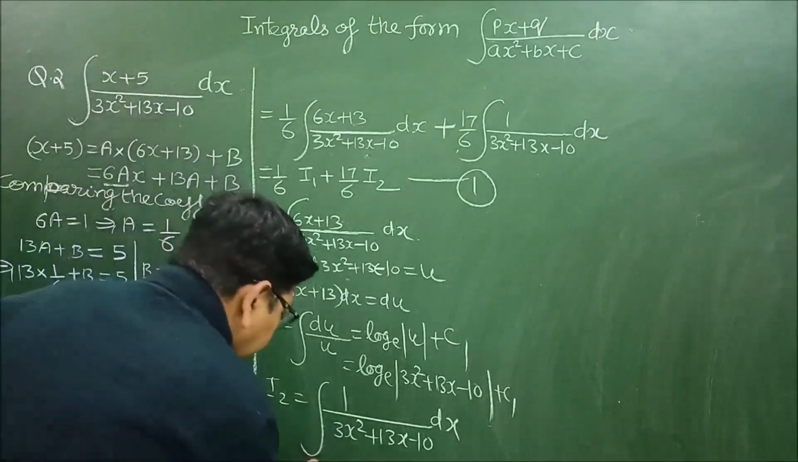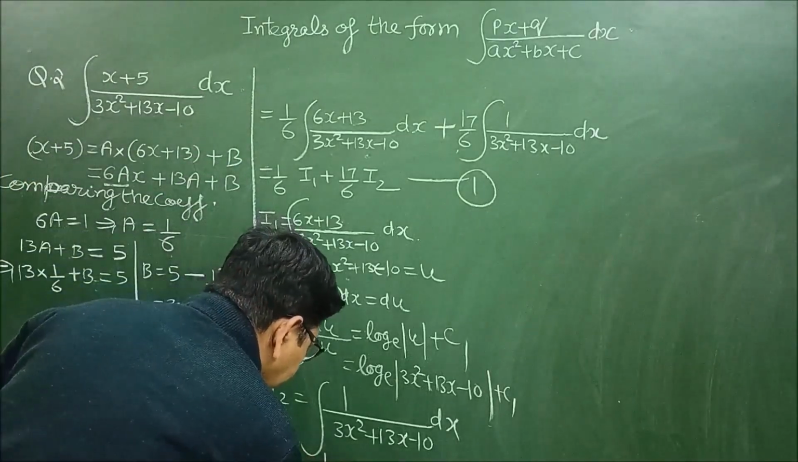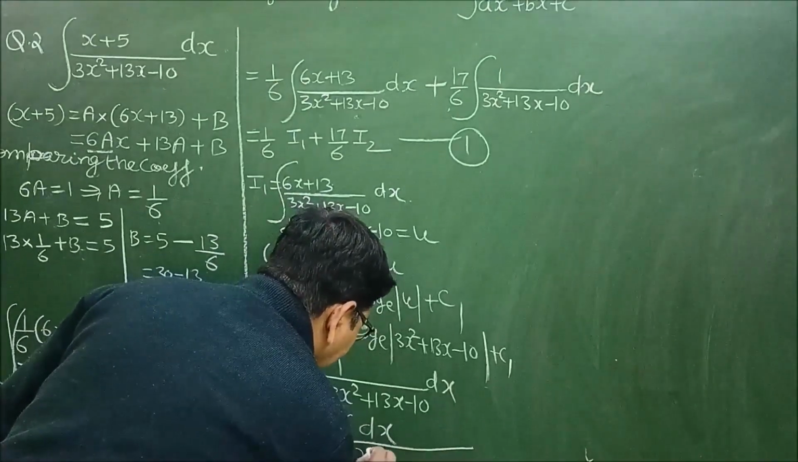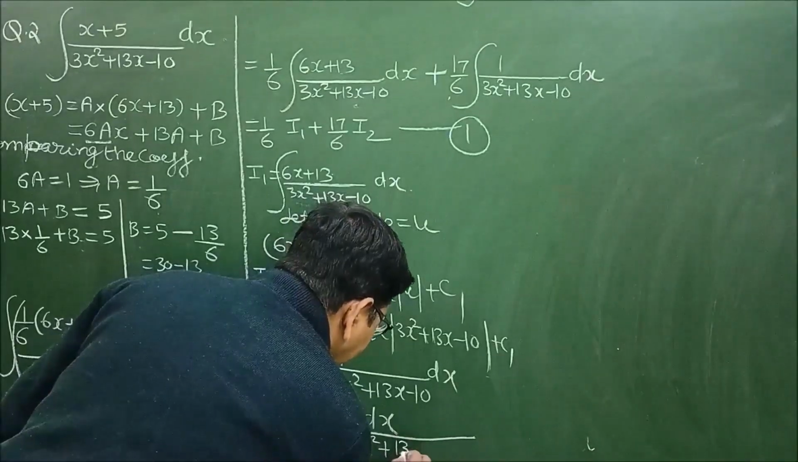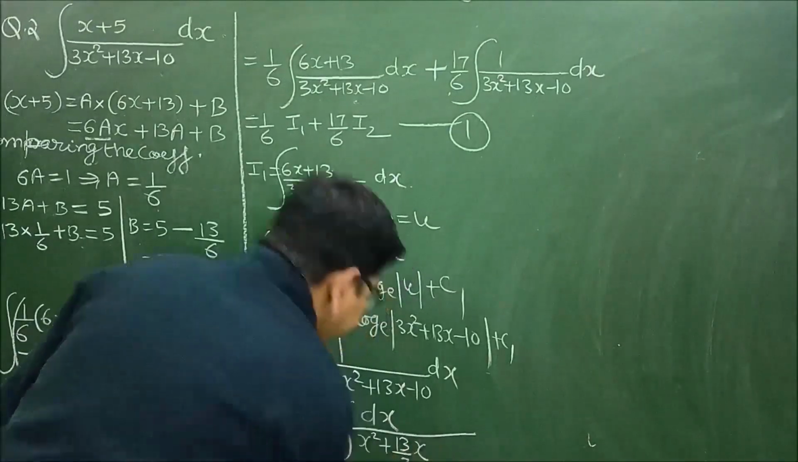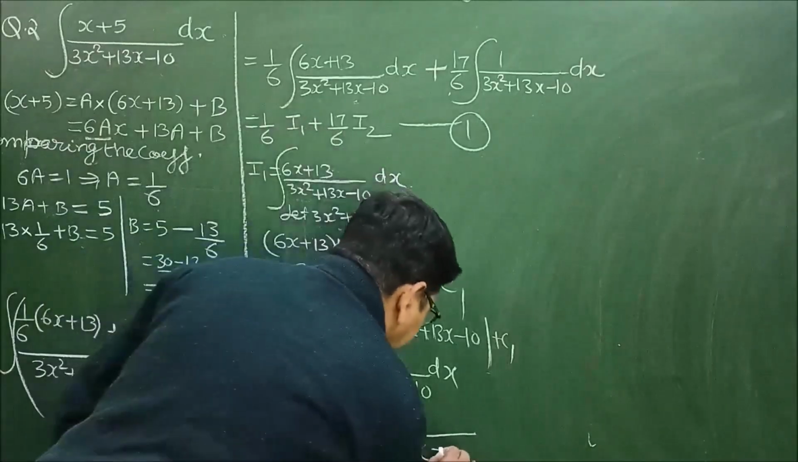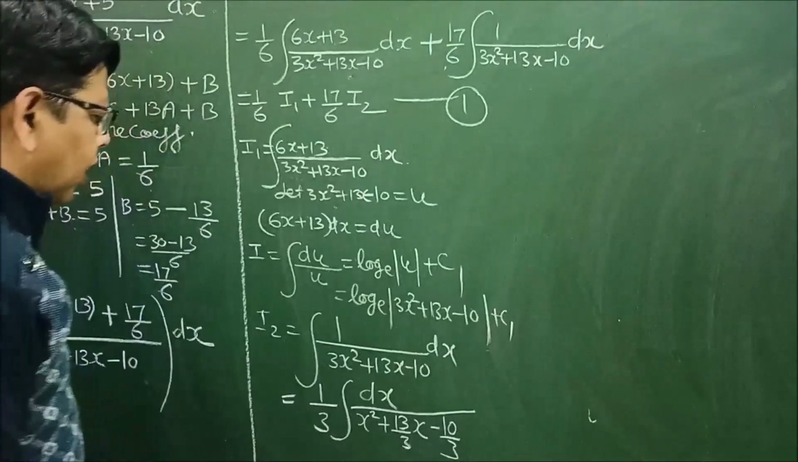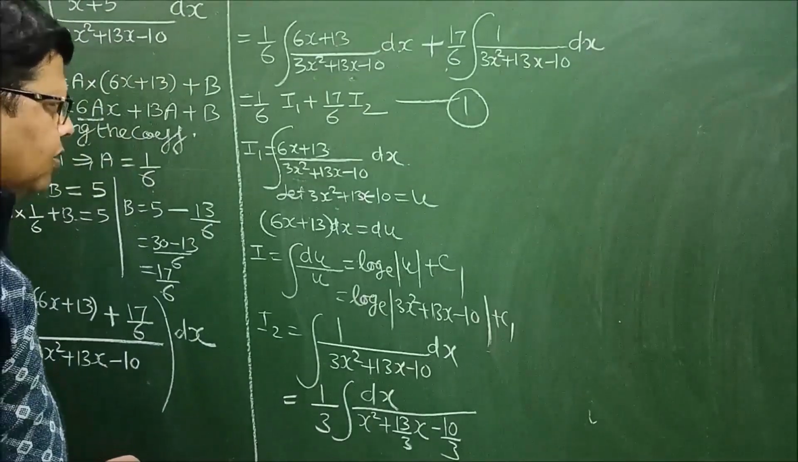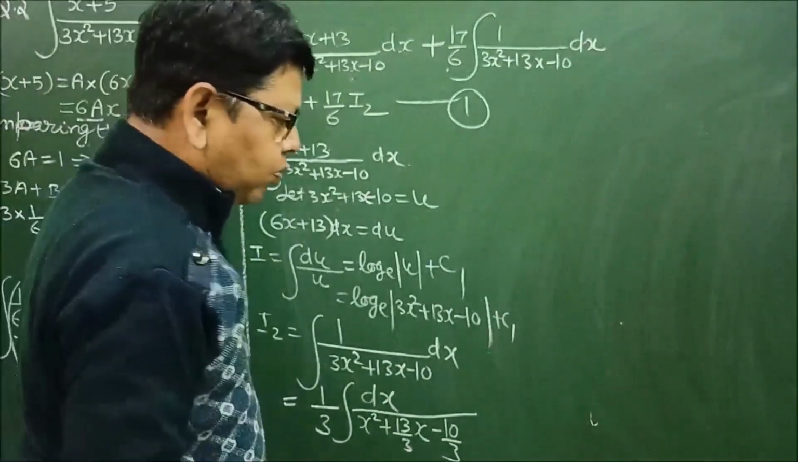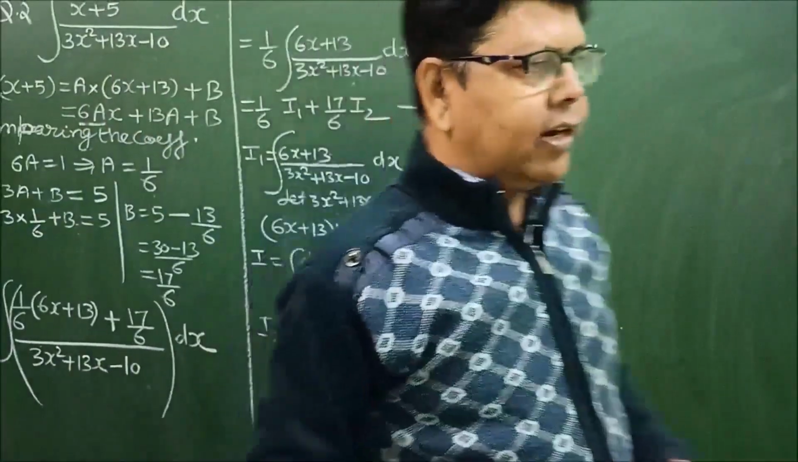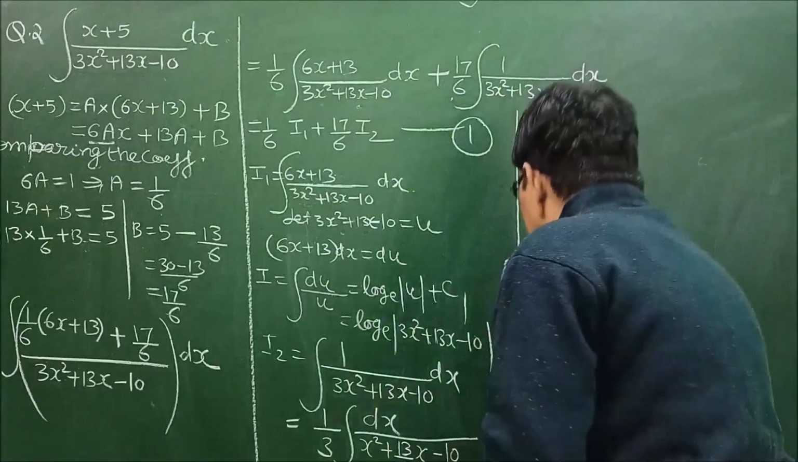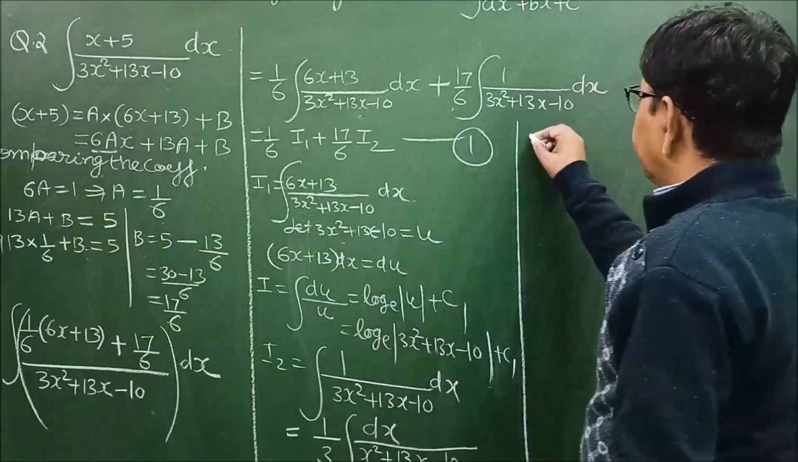If we take 3 as common, we get 1/3 ∫ dx upon x² + (13/3)x − 10/3. Now the half of 13/3 is 13/6. To make it a perfect square, let us add (13/6)².